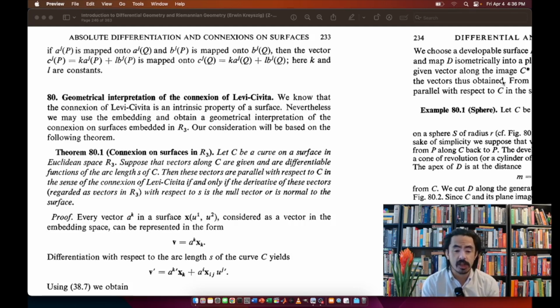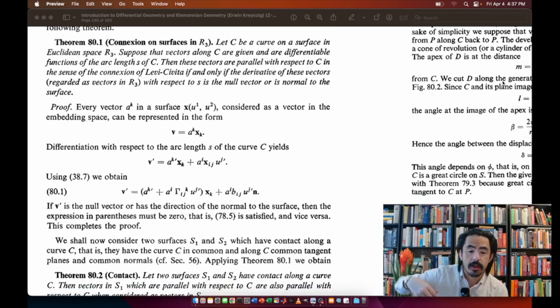We know that the connection of Levi-Civita is an intrinsic property of a surface. Nevertheless, we may use the embedding and obtain a geometrical interpretation of the connection on surfaces embedded in R3, three-dimensional Euclidean real space. Our consideration will be based on the following theorem. Theorem 80.1, connection on surfaces in R3.